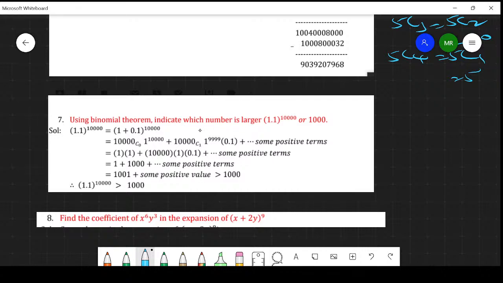So, using the binomial theorem, indicate which number is larger: 1.1 whole power 10,000 or 1000. You take 1.1 whole power 10,000. 1.1 can be written as (1 plus 0.1) whole power 10,000.